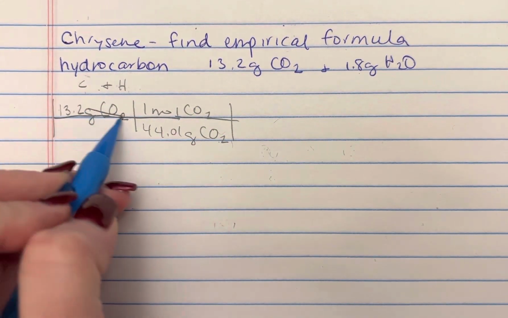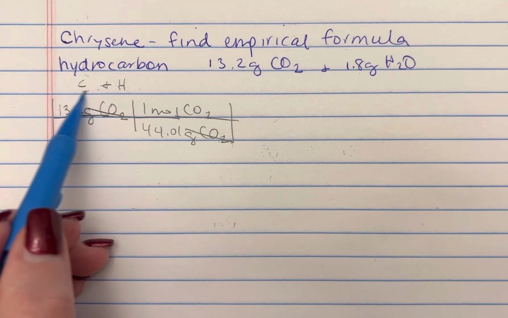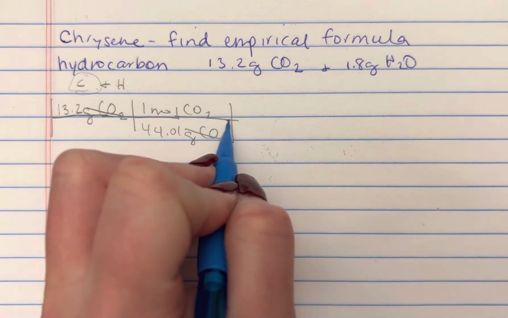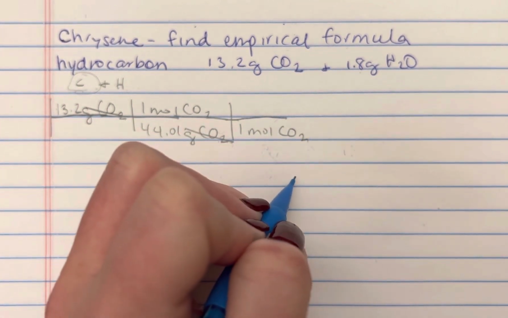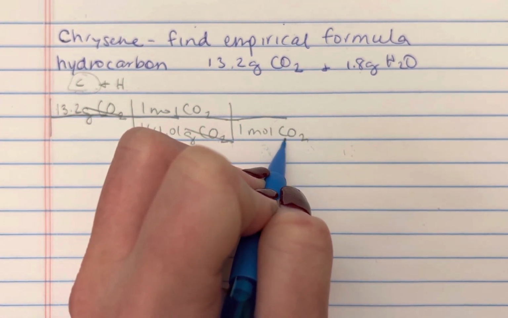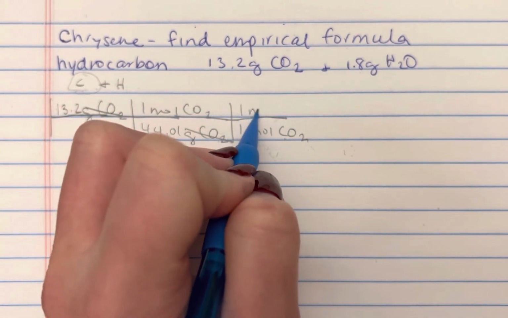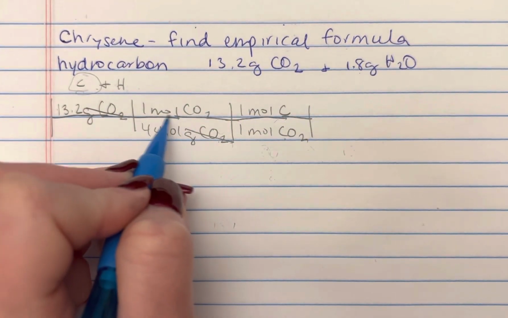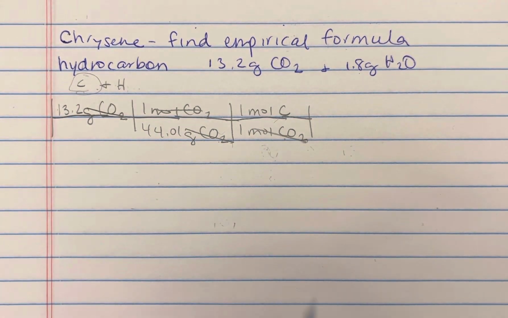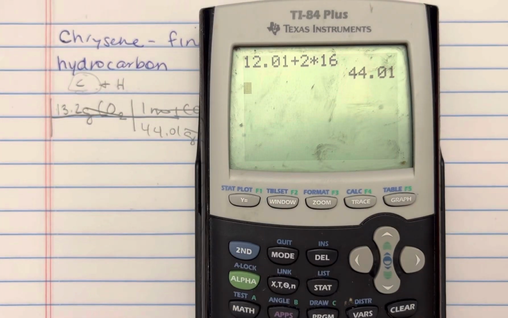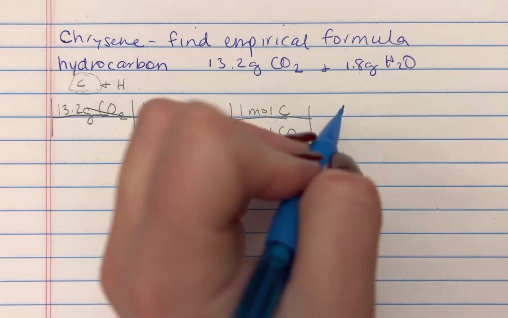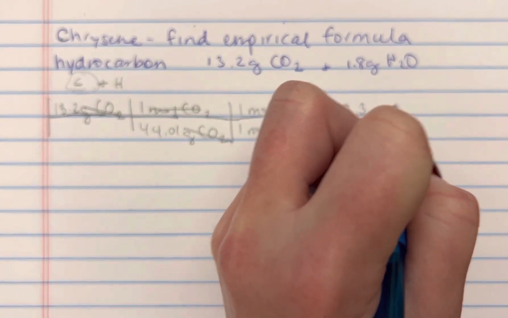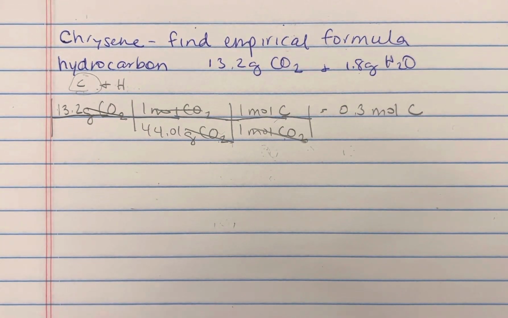Okay, now here's what we need, because we need moles of carbon. So hopefully, here's your extra step. We know that 1 mole of carbon dioxide, if you look in your formula, there's only 1 carbon. So that tells us there's only 1 mole of carbon. Okay, so it looks like it's a wasted step, but it's really not. So let's take 13.2. So this is going to round to 0.3. 0.3 moles of carbon.